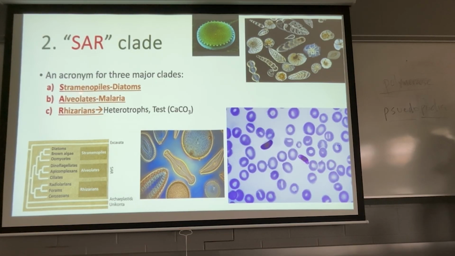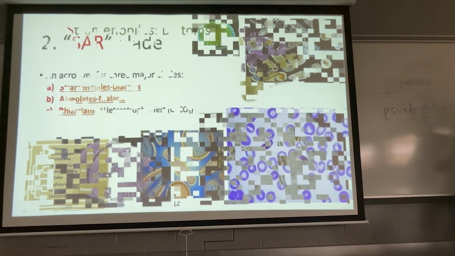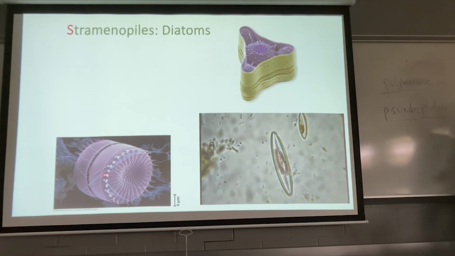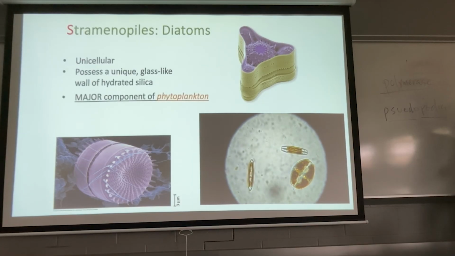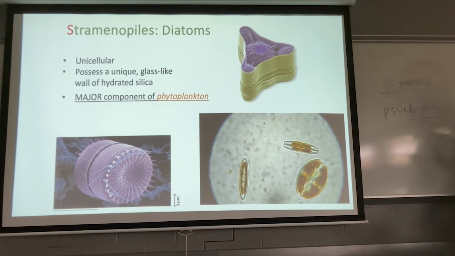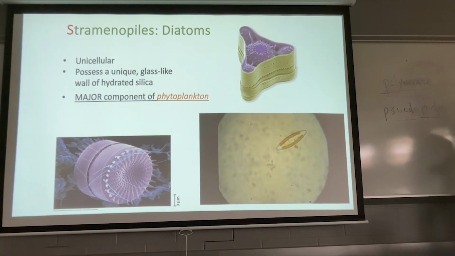So the word stramenopile means straw hair. Actually, that's the literal Greek translation. Straw, like a long, hollow straw, hair, which stands for their really long pseudopodia. So they have very, very long pseudopodia that they use to stick out of their little homes that they produce, these exoskeletons. Their exoskeleton is made of silica. It's a lot like glass. It's glass-like. It's very clear.